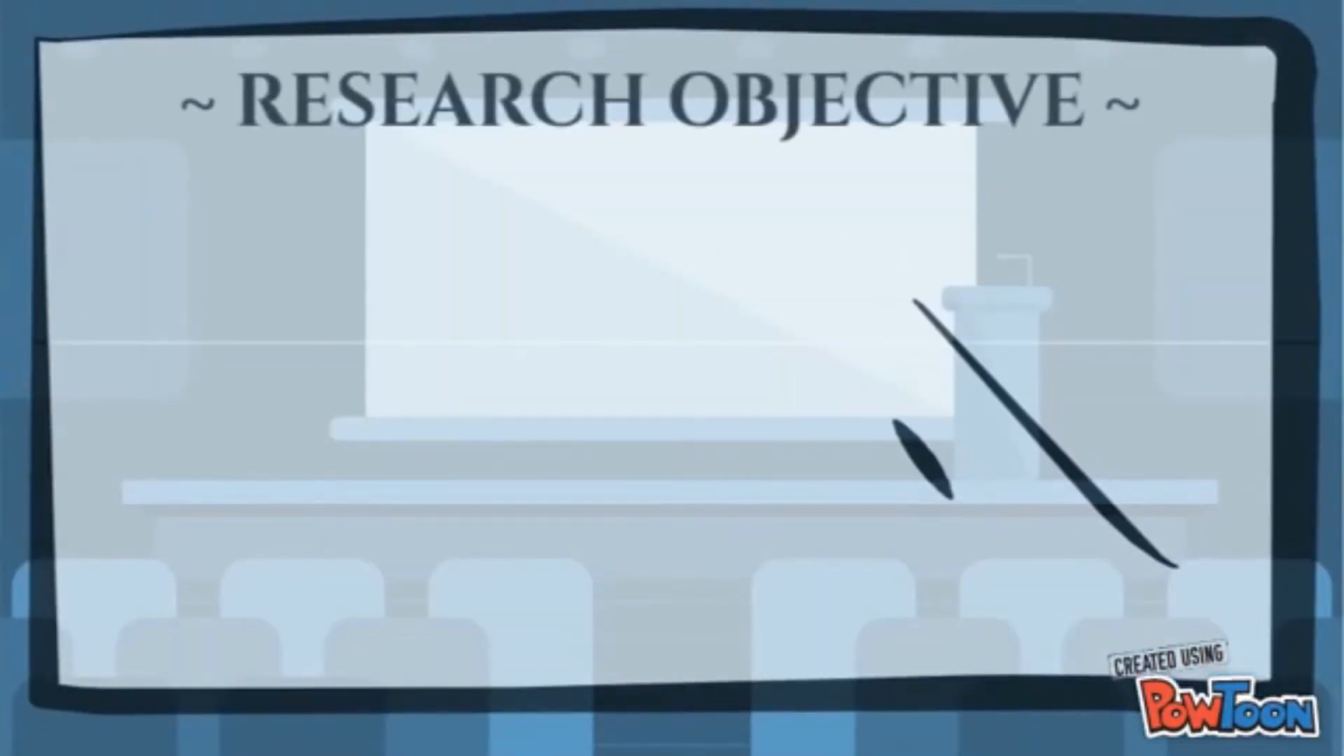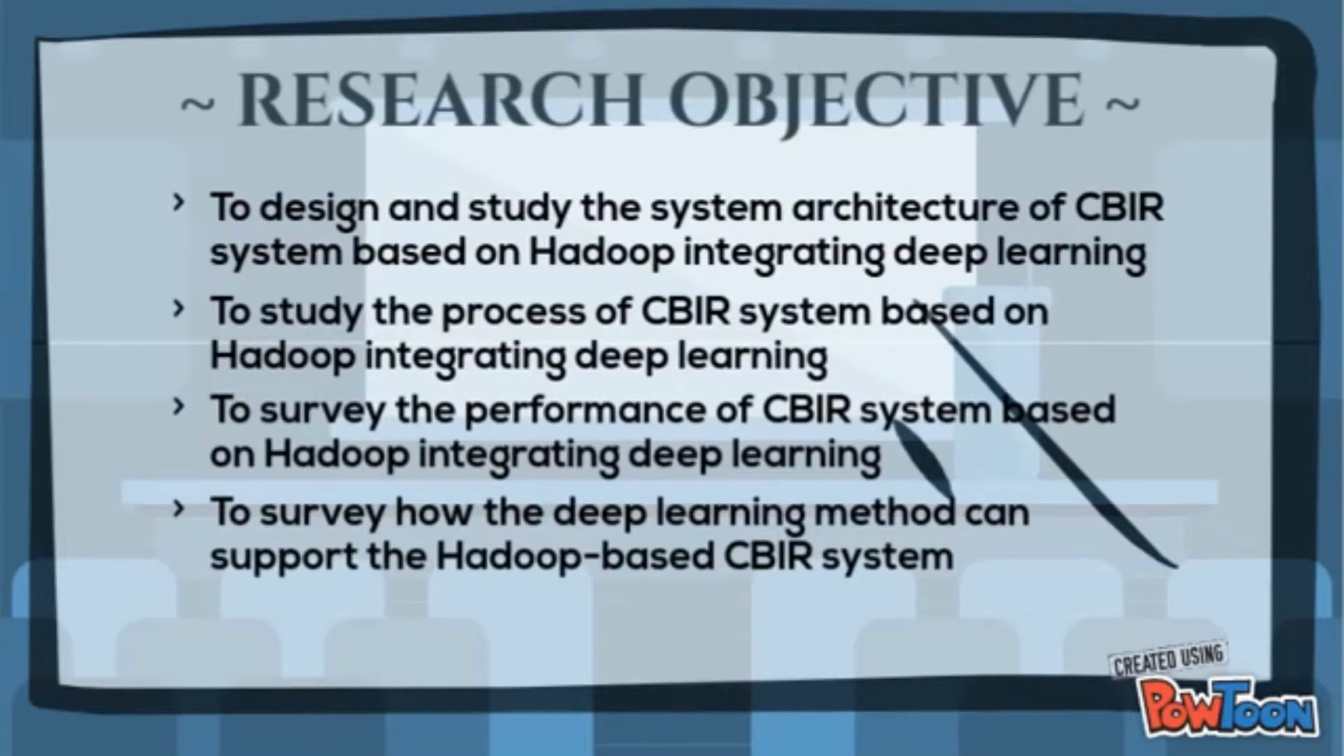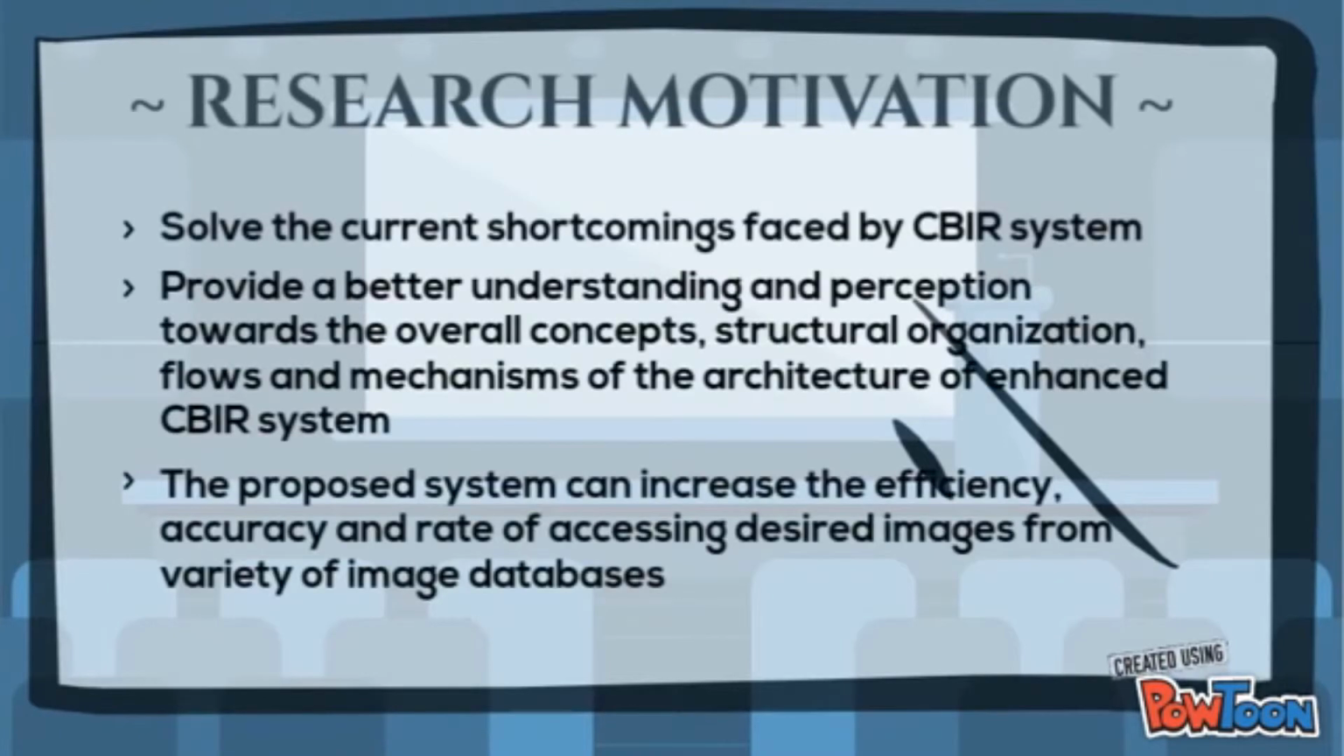The objective of this research is to design and study the system architecture of the CBIR system, to study the process of the CBIR system, to survey the performance of the CBIR system based on Hadoop integrating deep learning, and lastly to survey how the deep learning method can support the Hadoop-based CBIR system. The motivation of this research is to solve the current shortcomings faced by the CBIR system, to provide a better understanding and perception of the overall concept, structural organization, flows, and mechanism of the architecture of the enhanced CBIR system. And lastly, the proposed system can increase the efficiency, accuracy, and rate of accessing desired images from a variety of image databases.